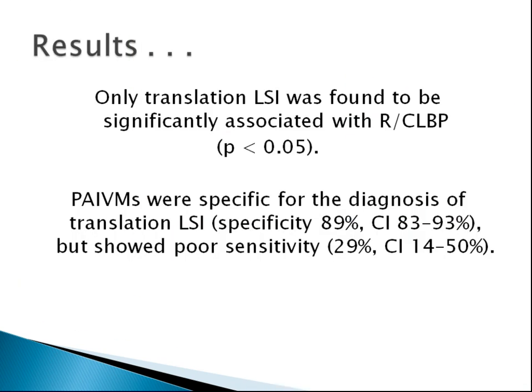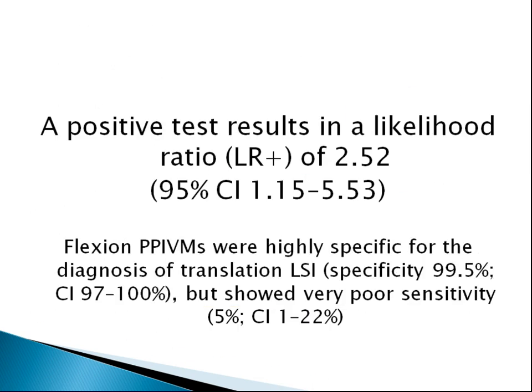For the results, well, only translational lumbar instability was found to be significantly associated with recurrent low back pain. Passive accessory intervertebral motion tests were specific for the diagnosis of translational lumbar instability, but showed poor sensitivity. A positive test results in a likelihood ratio of 2.52. Flexion passive physiological intervertebral motion tests were highly specific for the diagnosis of translational lumbar instability, but showed very poor sensitivity.